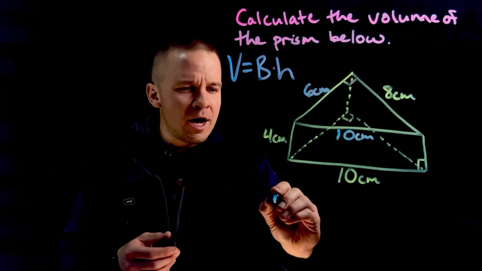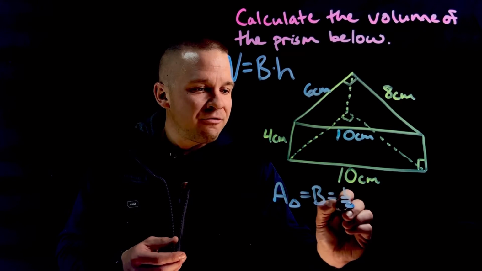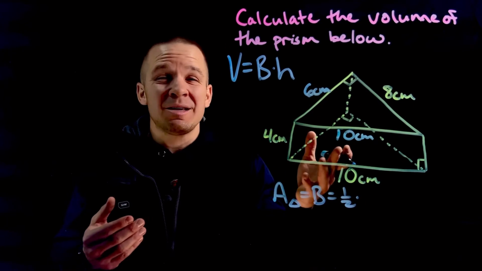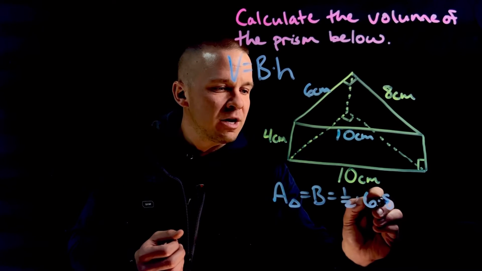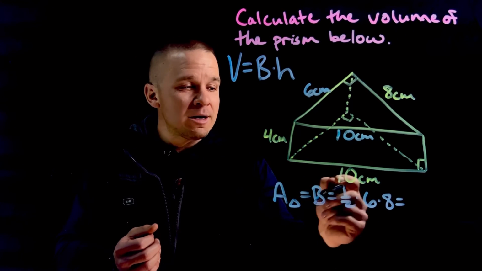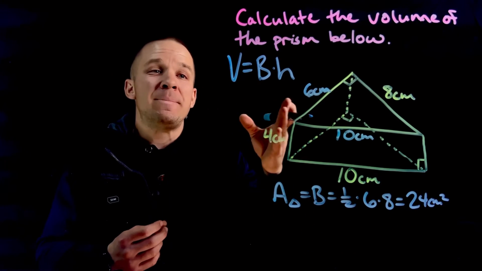So the area of this triangle, the area of my triangle, which is my big B, that's 1/2 times base times height. They just need to be perpendicular to each other when it's a triangle. So 6 and 8 are the two that I'm going to use there. So that's going to be 48 times 1/2, which is 24 centimeters squared for my big B.